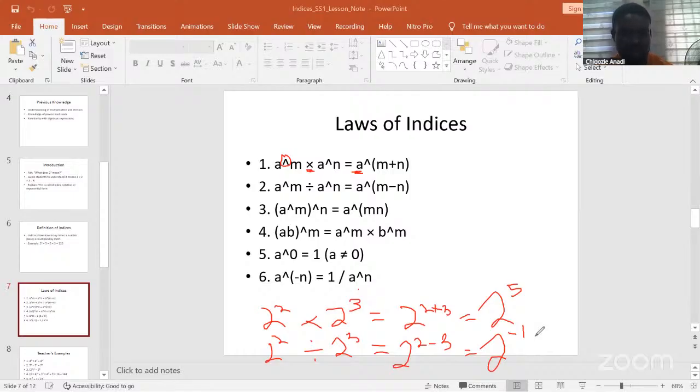The third rule says, when you have a base raised to a power, in a bracket, also raised to another power, what you need to do is to multiply those powers together. So for example, if you have 2 raised to the power of 4, in bracket, raised to the power of 4 again.